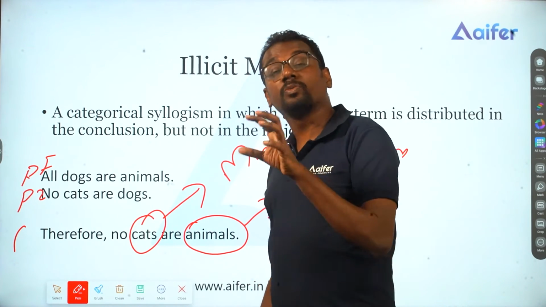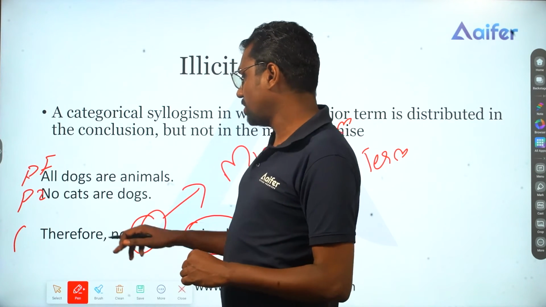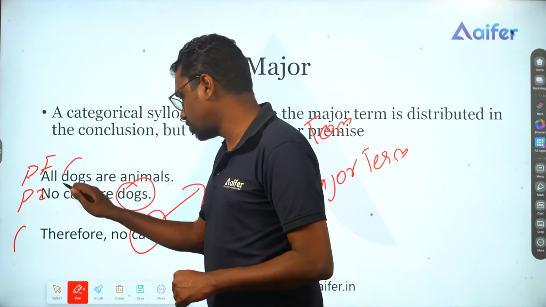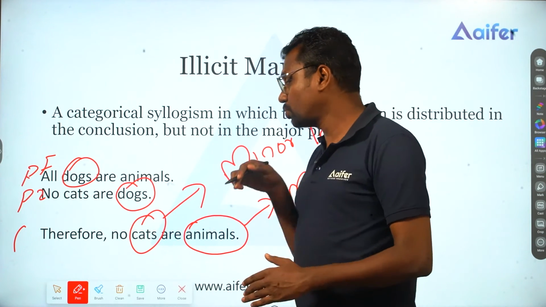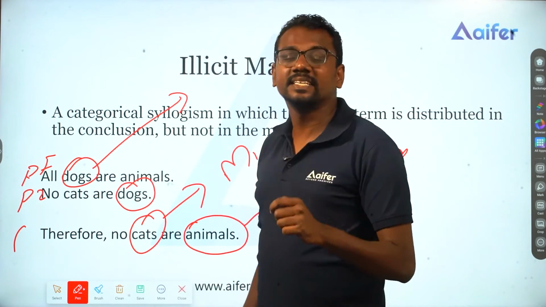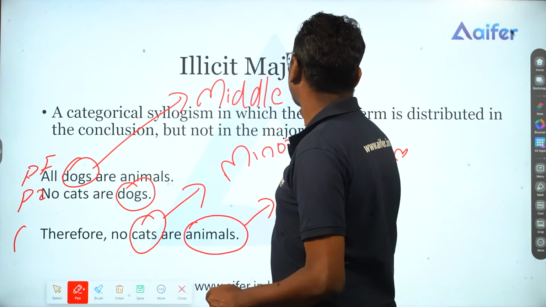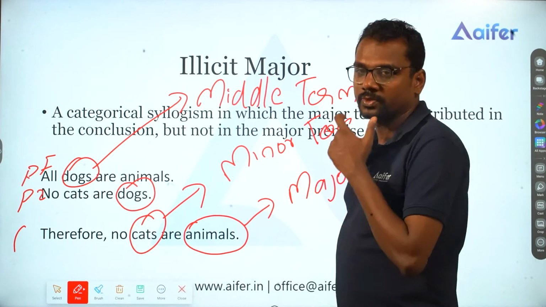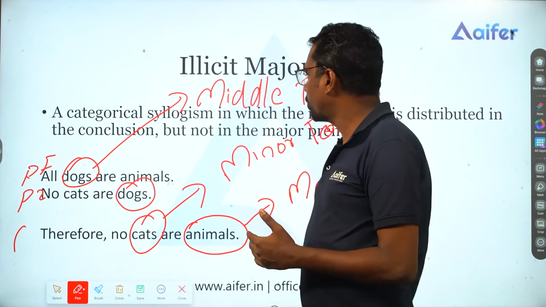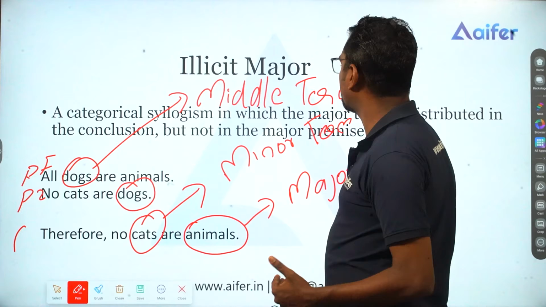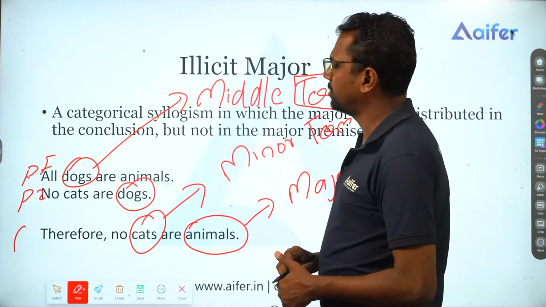And there will be a term which is present in both premises; that's the middle term. We have all dogs are animals, no cats are dogs. Dogs is common in both the premises, and we call it the middle term.